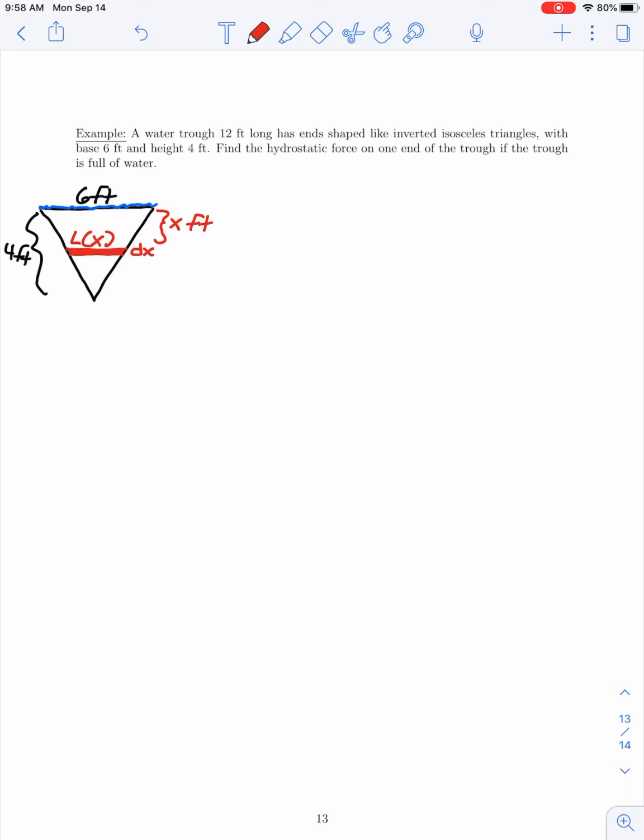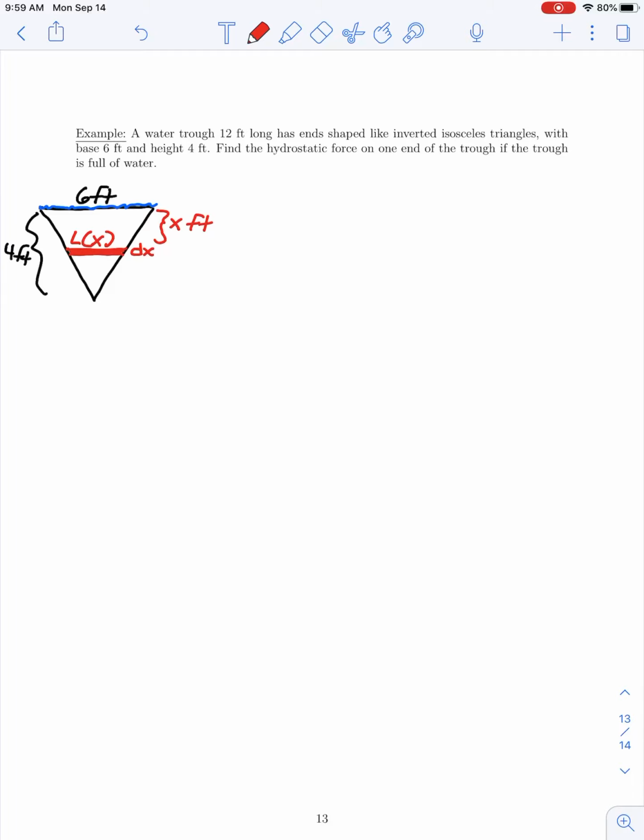We can see that the deeper we take our slice, the length of it would get smaller and smaller as we're approaching the tip of that triangle. And if x is smaller, if we're towards the surface of the water, our strip's a bit longer, so it's dependent on x. Now to find L of x, we can use similar triangles as we did in our earlier problems with finding the work required to pump fluid out of a tank.